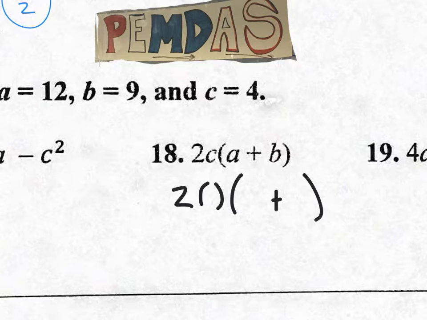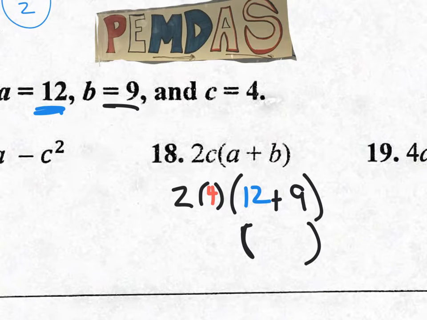So we said C was 4. We said A is 12. A is 12 over here. And B is 9. Yeah, B is 9. So working this out, again, PEMDAS, is there any parentheses? Yes, there is. Here it is. 12 plus 9. That is 21. So inside the parentheses, that's 21.